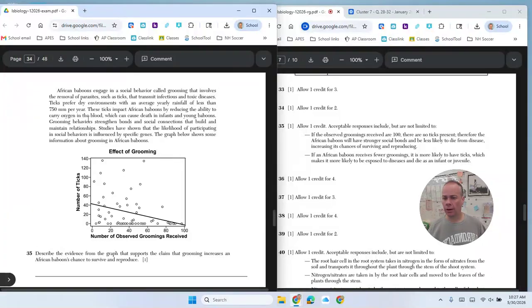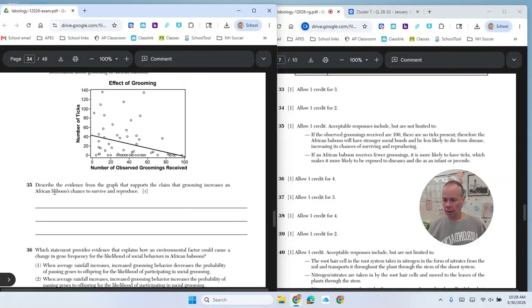Some more information about ticks and how they affect baboons, and they're bad for them is what the reading will say. We have a graph showing how many times they were observed grooming each other and how many ticks were found on those individuals. The data looks all over the place, but luckily they've given us this trend line, which gives us an overall pattern to the data. What we see is the more groomings, the lower the number of ticks, which makes sense. So the question is to describe evidence from the graph that supports the claim that grooming increases the baboon's chance of survival.